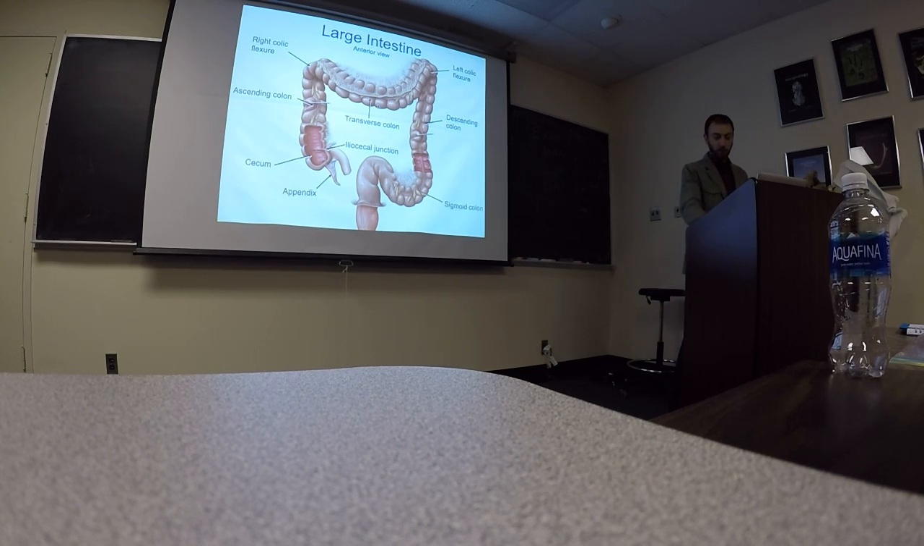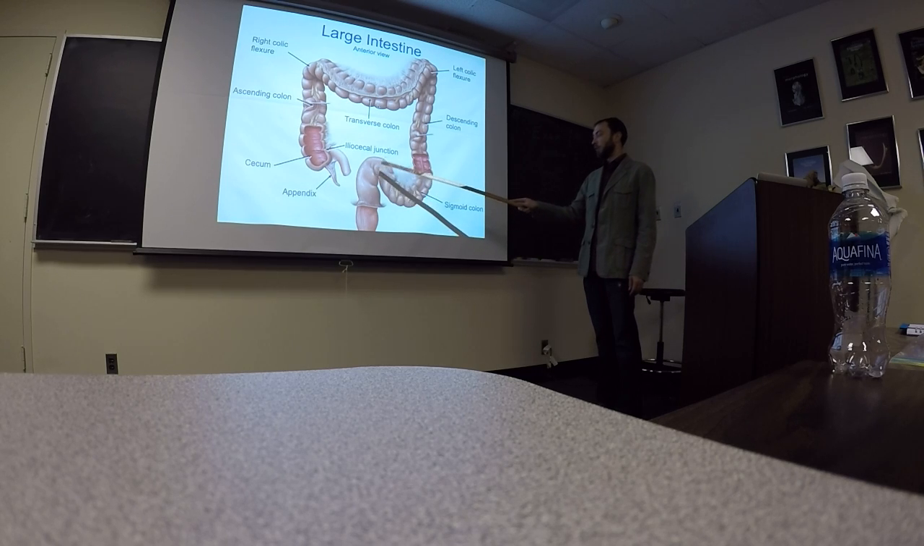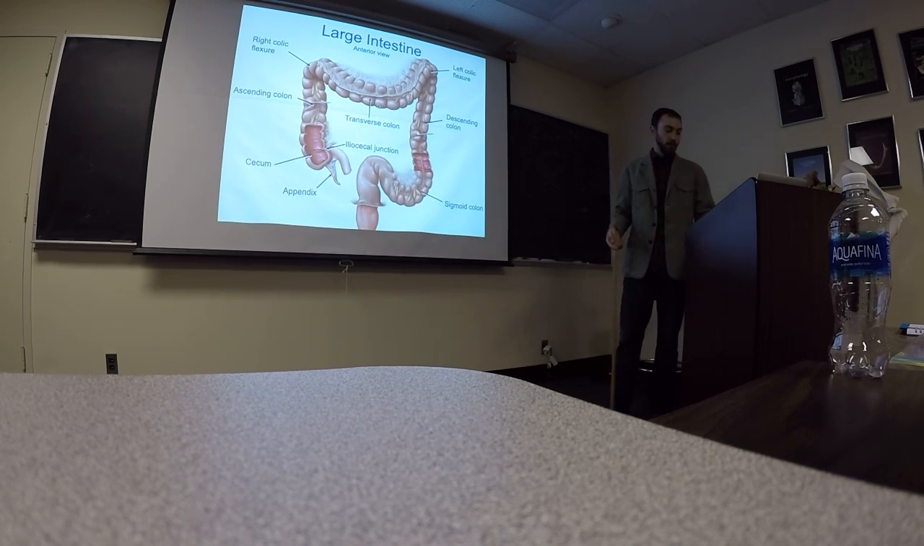Then we have our descending colon. As it comes down, it makes sort of this S-shaped bend, which is called the sigmoid colon. And we finish at the rectum.